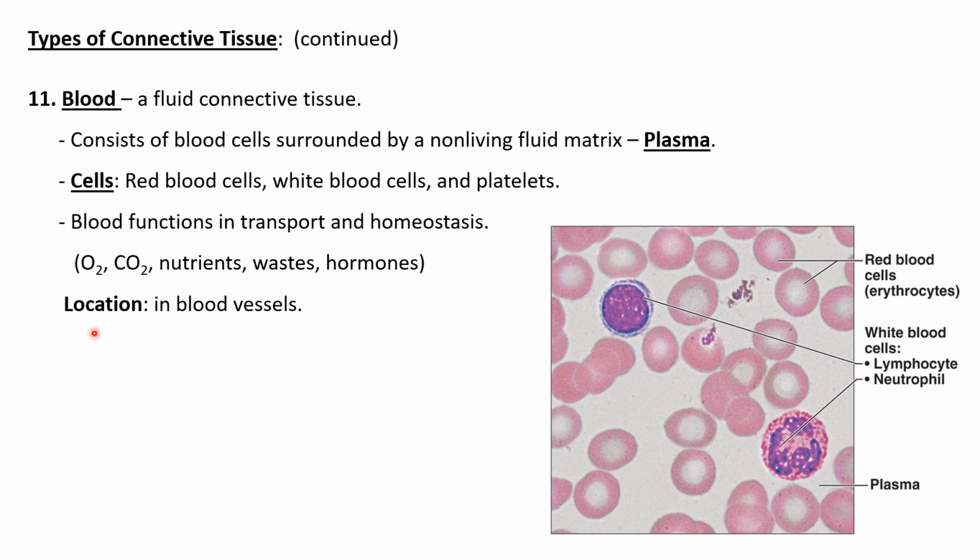So blood functions in transport and homeostasis. So the transport of oxygen, carbon dioxide, nutrients, waste, hormones, electrolytes, all sorts of different things. The location of blood is in the blood vessels.